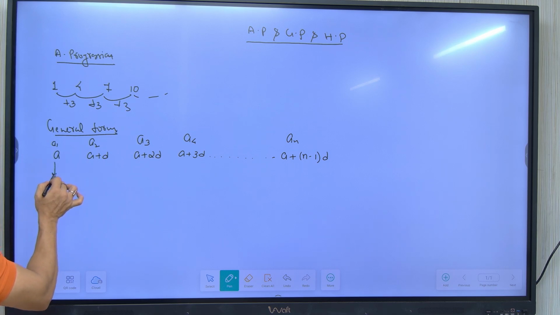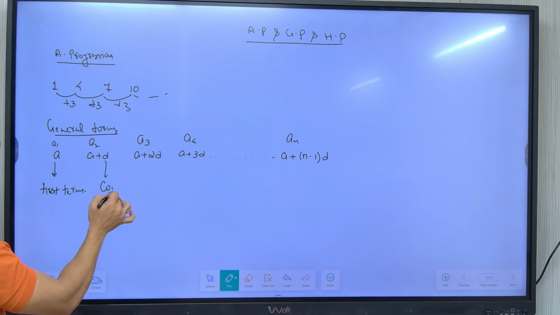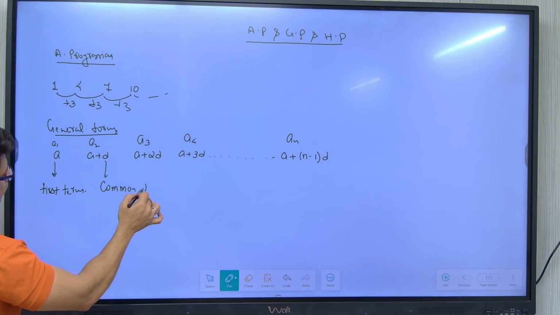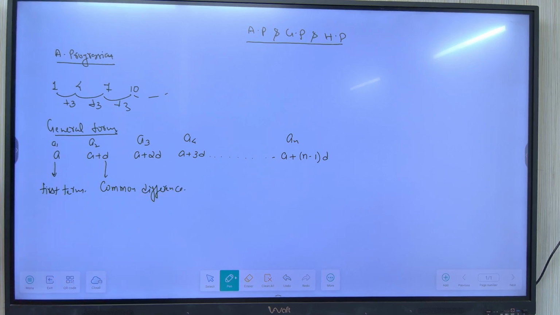In this, A is called the first term and this D is called the common difference. D is called the common difference. How do you find the common difference? Second term minus first term, not first term minus second term. Take the second term, subtract the first term from it.